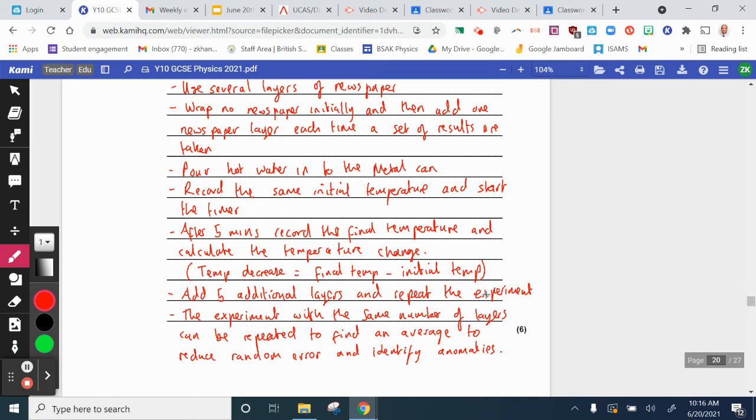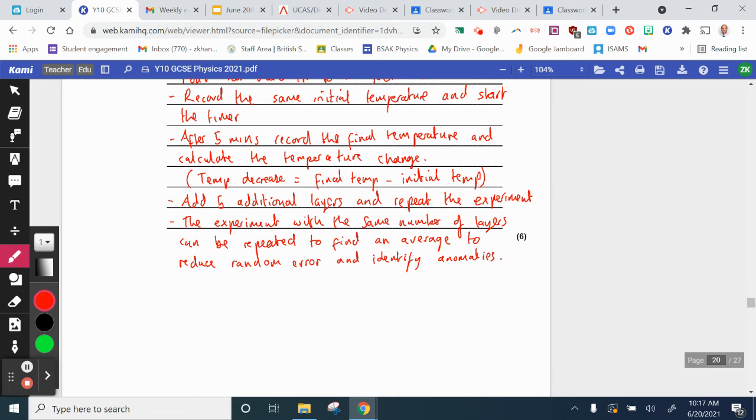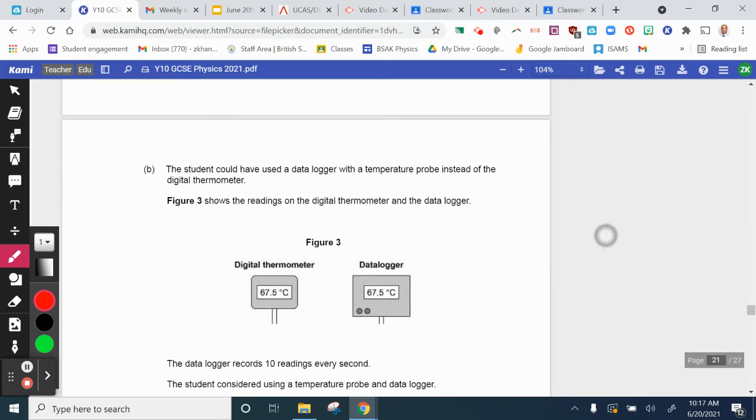Next, you can look at another 5 layers, so add 5 layers on, repeat the experiment and find the temperature decrease. And you could repeat the same experiment for each type of layer. So repeat the experiment with the same number of layers and find an average, and that reduces random error, and it could identify anomalous results as well. Okay, so I have put 1, 2, 3, 4, 5, 6, 7 different possibilities that you could pick up marks for.